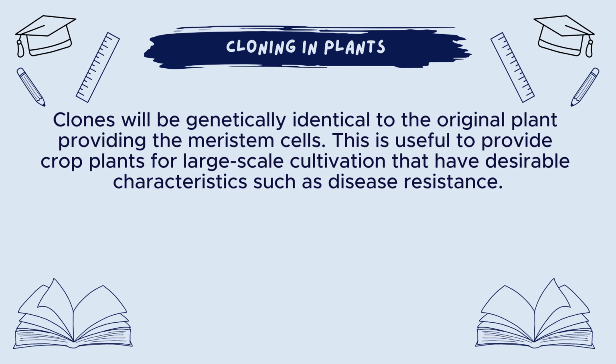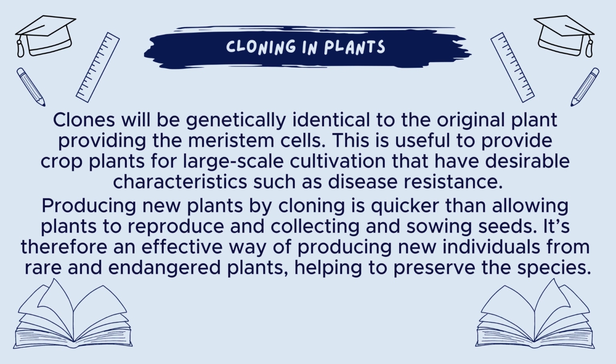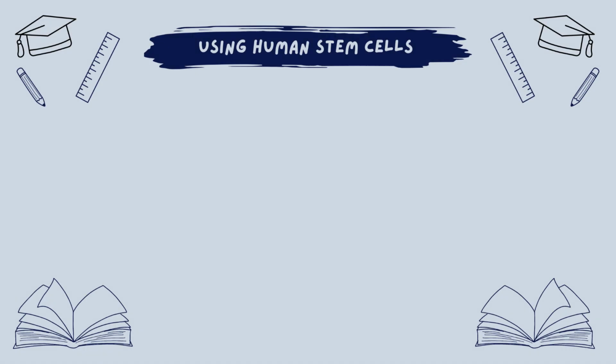This is useful to provide crop plants for large-scale cultivation that have desirable characteristics such as disease resistance. Producing new plants by cloning is quicker than allowing plants to reproduce and collecting and sowing seeds. It's therefore an effective way of producing new individuals from rare and endangered species, helping to preserve the plant.